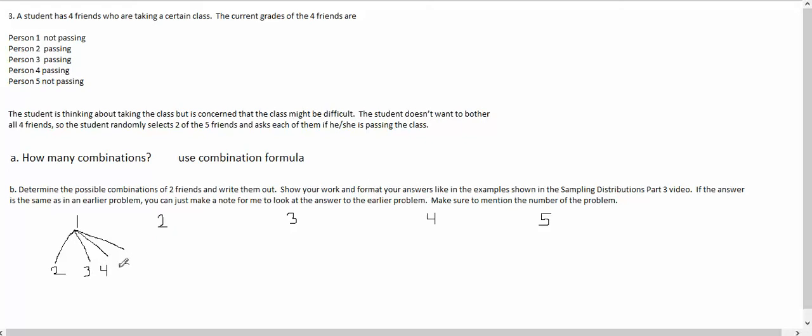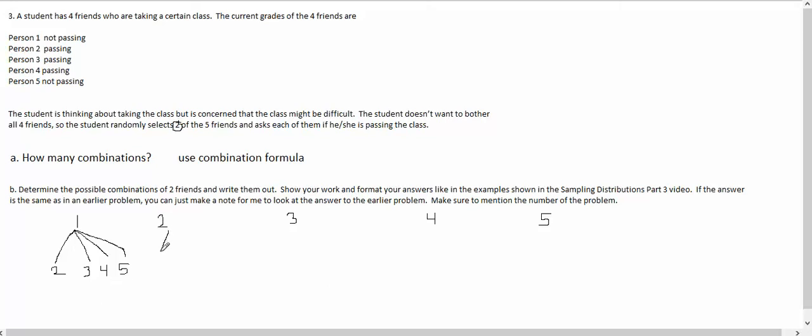And actually, I stop here. I don't go down to another level because I'm trying to get the combinations of 2 people. Because the question says that the student is taking a sample of 2 people, which means that I'm dealing with combinations of 2 this time, not 3. So see how it says 2 right there? So I stop right here. I don't go down an extra level.